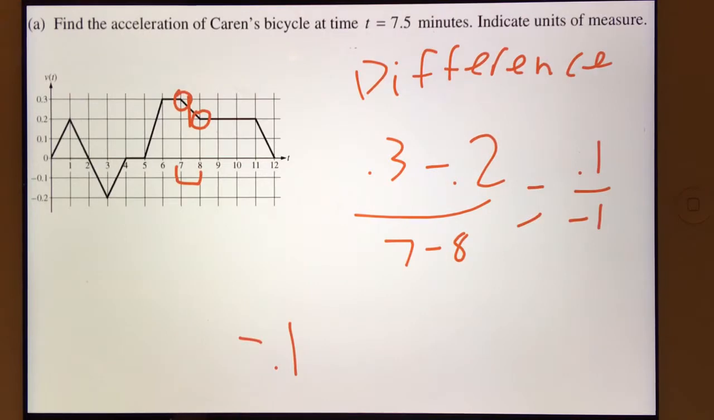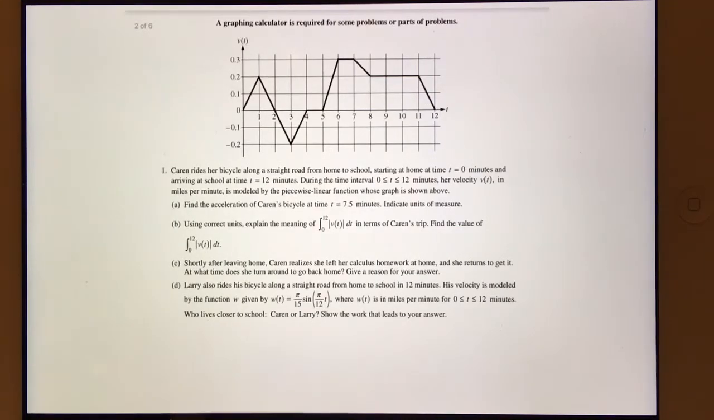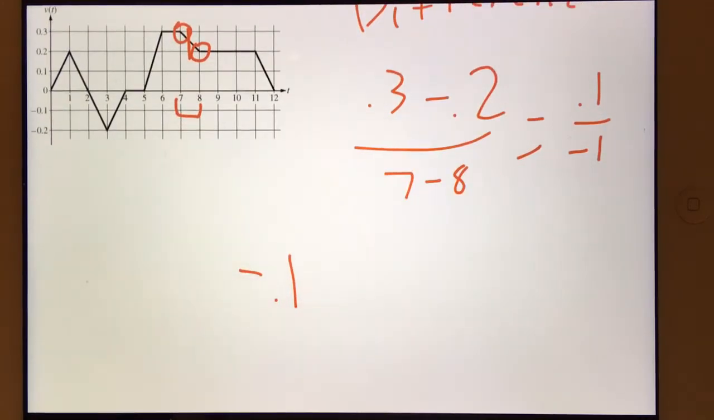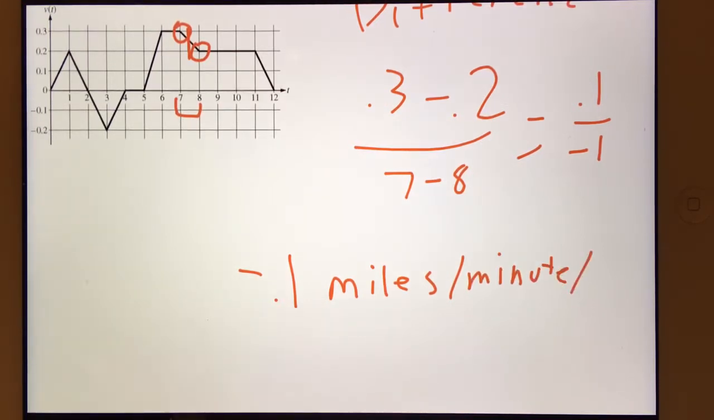Now, what does that mean? What are the units of measure? So if we go back to the original, we see that her velocity is in miles per minute. So this difference, this acceleration, is in miles per minute per minute, or miles per minute squared. This is her acceleration. She is changing at a rate of negative 0.1 miles per minute every minute. Let's move on to B. So, yes, this is the answer.